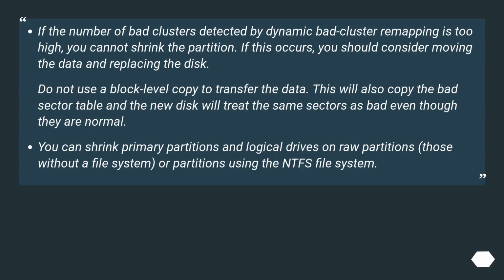If the number of bad clusters detected by dynamic bad cluster remapping is too high, you cannot shrink the partition. If this occurs, you should consider moving the data and replacing the disk. Do not use a block-level copy to transfer the data. This will also copy the bad sector table, and the new disk will treat the same sectors as bad even though they are normal. You can shrink primary partitions and logical drives on raw partitions, those without a file system, or partitions using the NTFS file system.